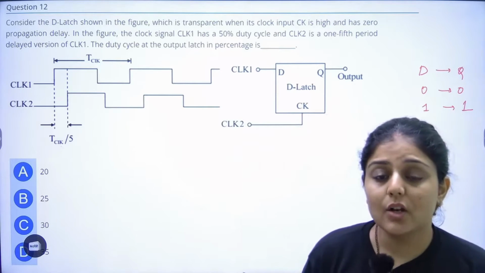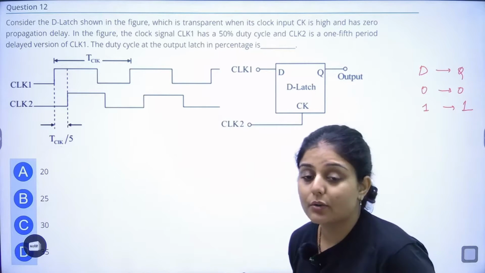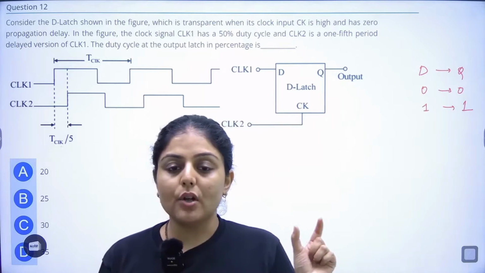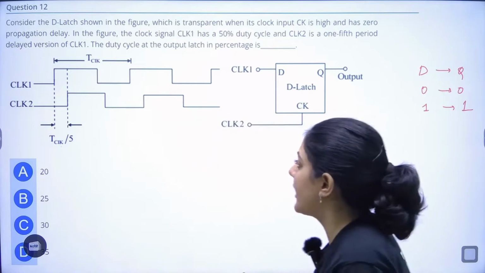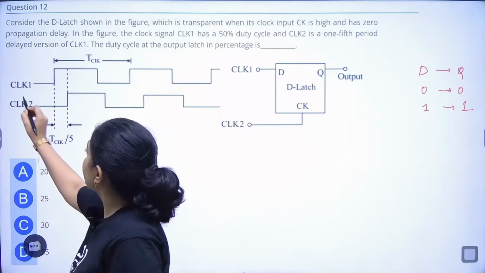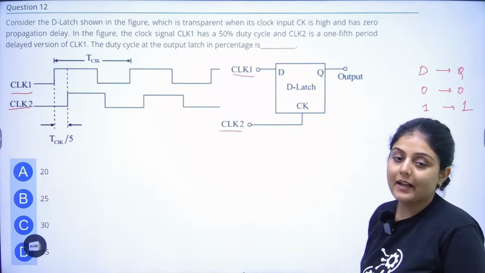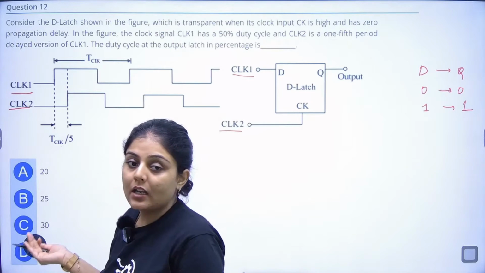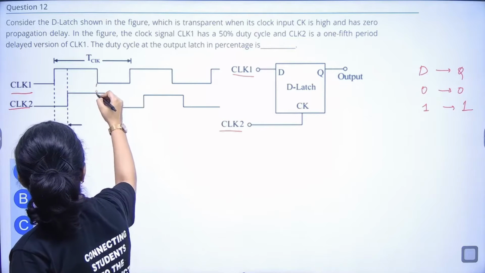Find the duty cycle of the output latch in percentage. Now you have to find out the duty cycle. I have told you that duty cycle is the amount of time it is on as compared to the total time period, right? This is how we calculate the duty cycle. Now in this circuit, if you see, this is your clock 1 and this is clock 2. So clock 1 is applied here, clock 2 is applied here, and clock 2 is delayed from clock 1 by T clock by 5.